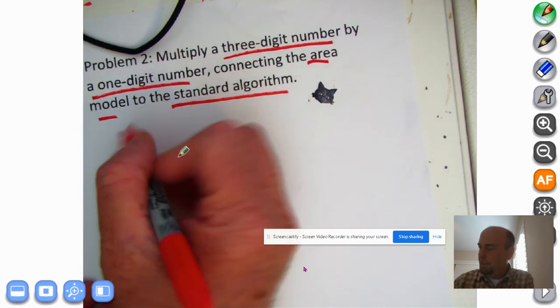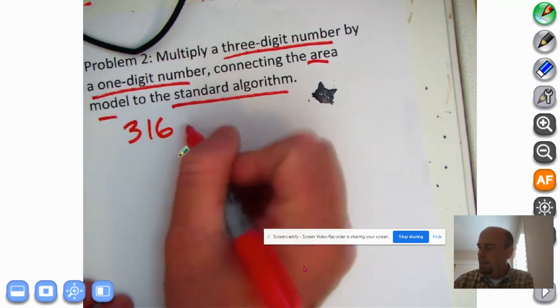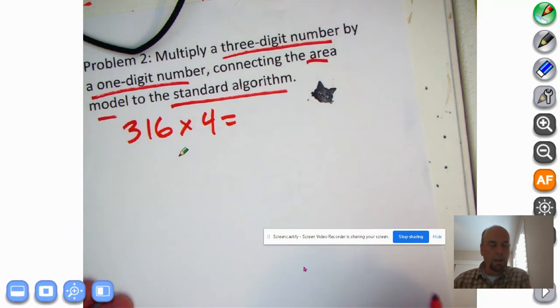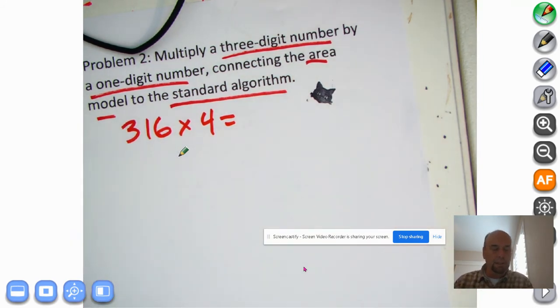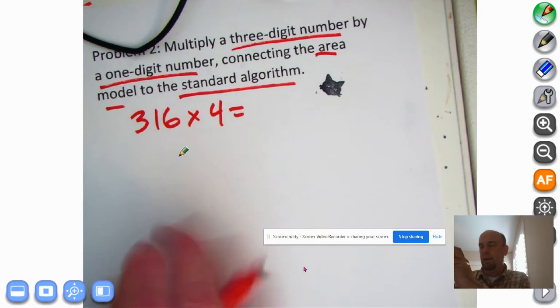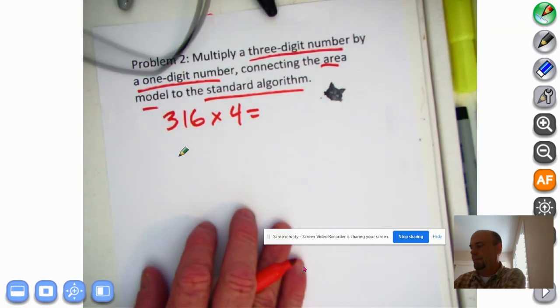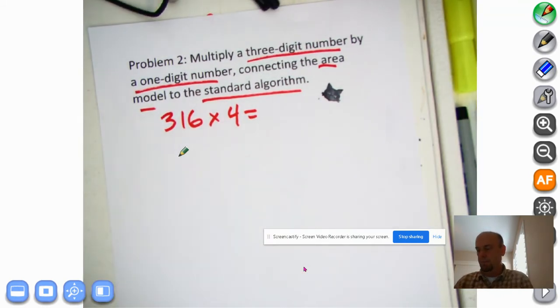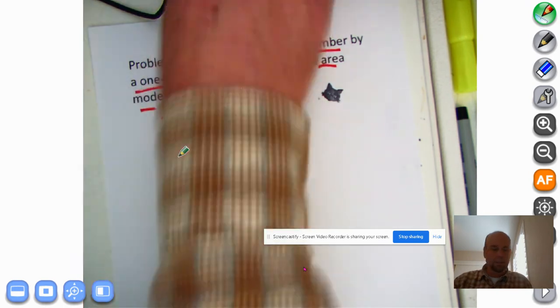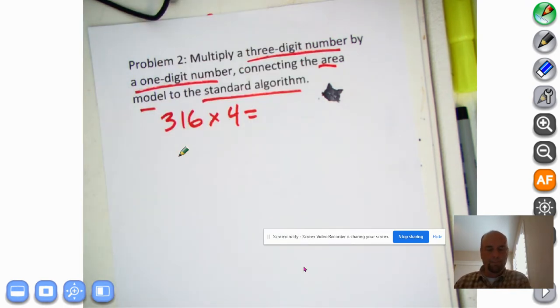So it's 316 times 4. What will that equal? Well, the first thing we're going to do is make a fabulous area model. And we'll zoom out a little bit. We're ready to make a fabulous area model. I think we are. And let's do a 2-color area model.